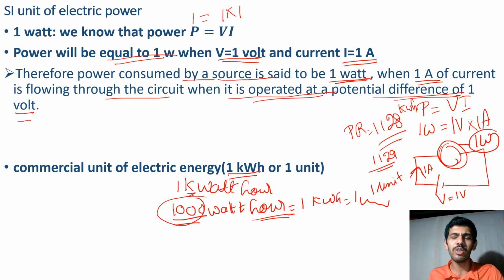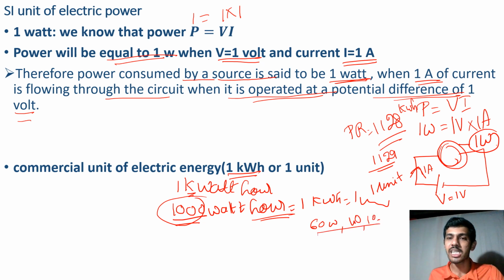You might have seen while purchasing a bulb or any electrical goods, it is written what power is consumed by that particular device. If I use a bulb, for example the olden bulbs such as incandescent bulbs, it will be written 60 watt, 40 watt, 100 watt, like that.